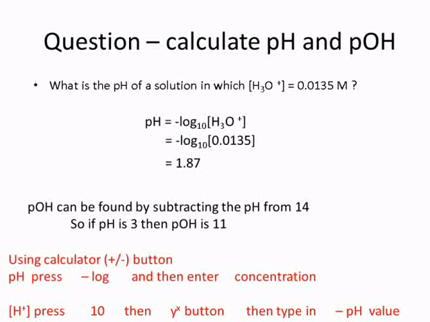If you have a scientific calculator, if you press minus log and then put in the concentration, that will give you the pH. Likewise, if you want the hydrogen ion concentration, then you press the 10 and the y to the x button and then type in the negative pH value, and that should give you your answer.